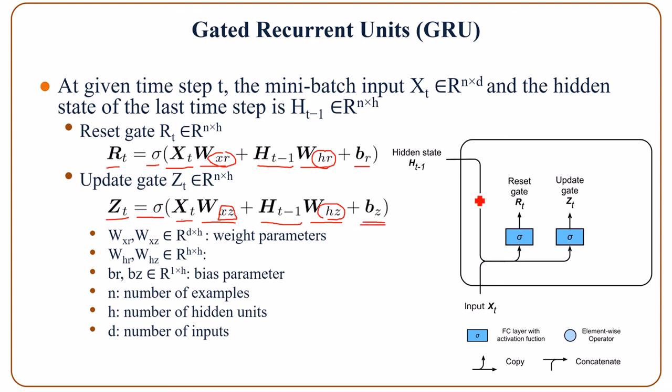The visualization on the right side helps. So here we see that the reset gate gets some contribution from the input X_t and also the previous hidden state H_t-1. And the update gate Z_t gets some contribution similarly from the previous hidden state and the input at time t.